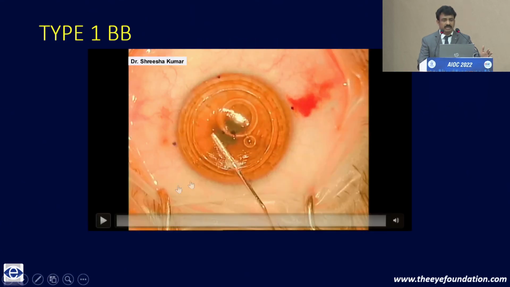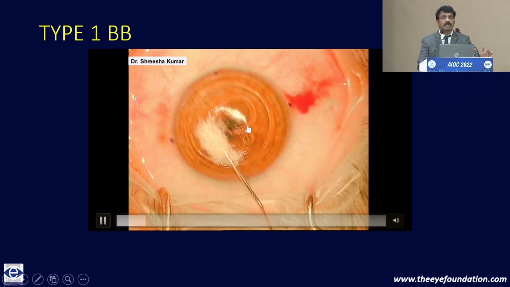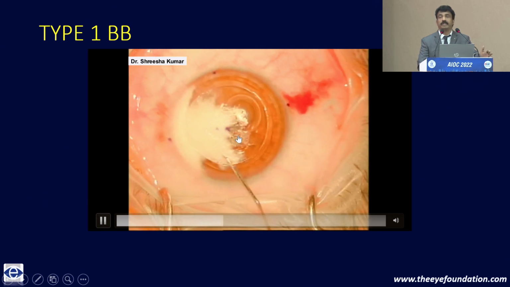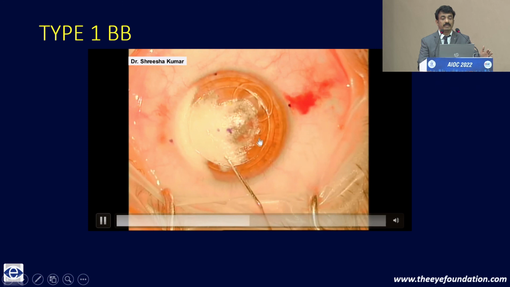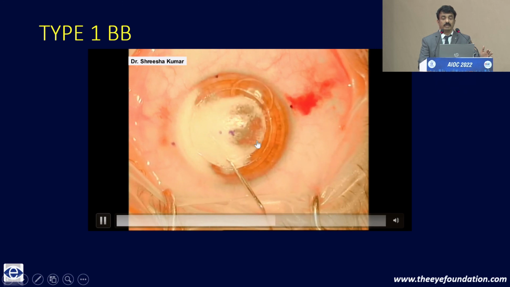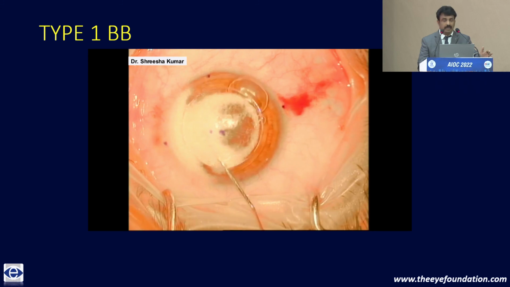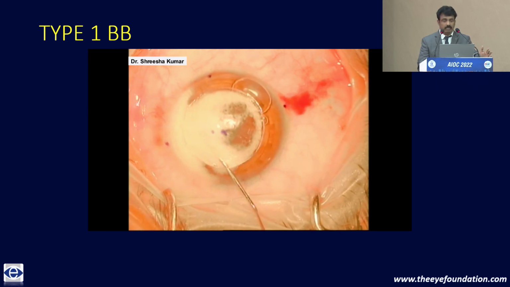So this is another case of type 1 big bubble. Just injected an air bubble into the anterior chamber to show that the bubble is forming, which displaces the anterior chamber bubble to the periphery. You can see here. So that is an indication that the big bubble is formed, and it is a type 1 bubble which has a thick wall.